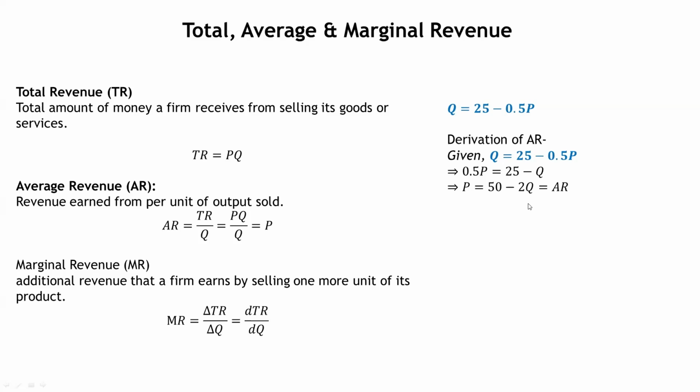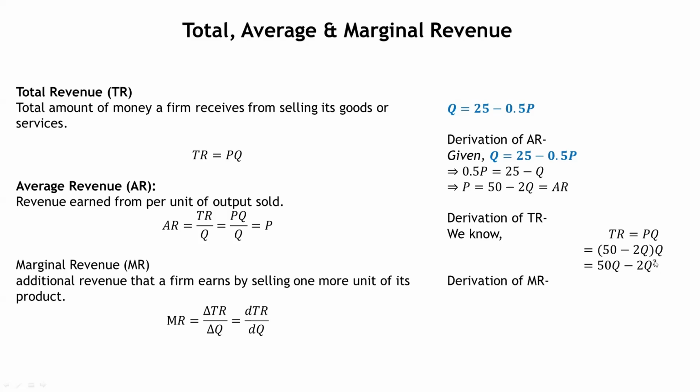Once the average revenue is in hand, we can derive the total revenue by multiplying price by quantity. Here average revenue is the price. So price is 50 minus 2Q. So when we multiply price by quantity, it means we multiply 50 minus 2Q by quantity. So we get 50Q minus 2Q square.